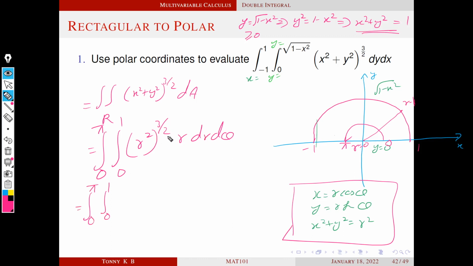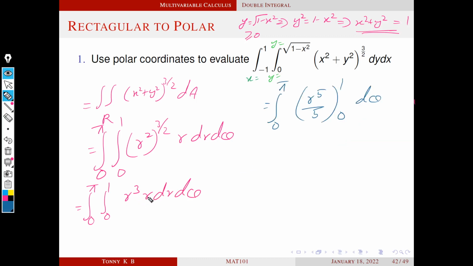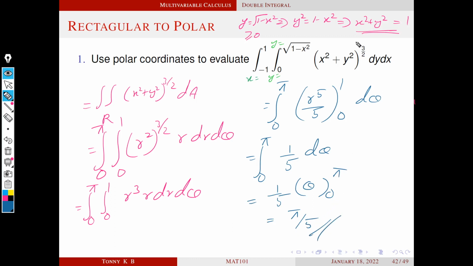This is r square raised to 3 by 2, that is r raised to 3, times r dr d theta. Now this is r raised to 4, so you can easily integrate. Its integral is r raised to 5 by 5, from 0 to 1. When r equals 1, this becomes 1 by 5, and when r equals 0, it is 0. So this becomes 1 by 5, then its integral is 1 by 5 theta from 0 to pi. So the value of this double integral is pi by 5.